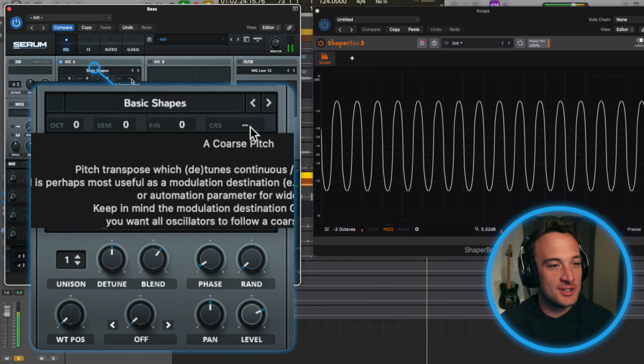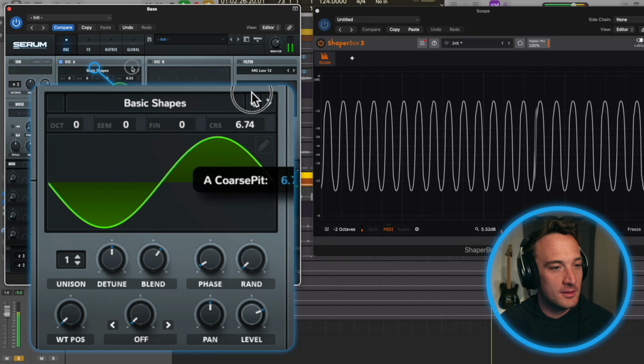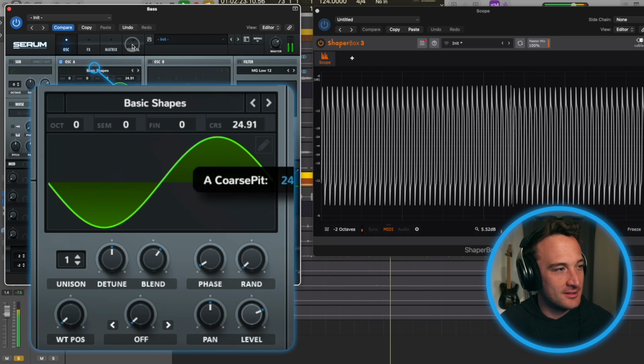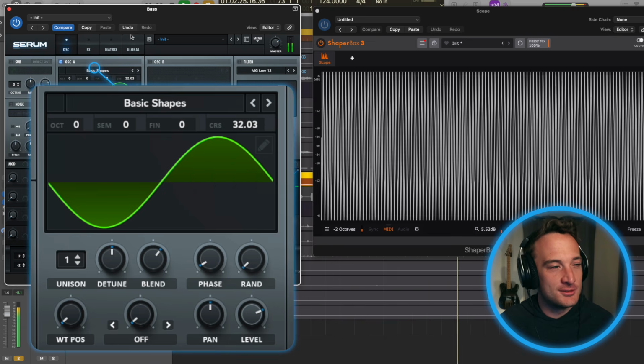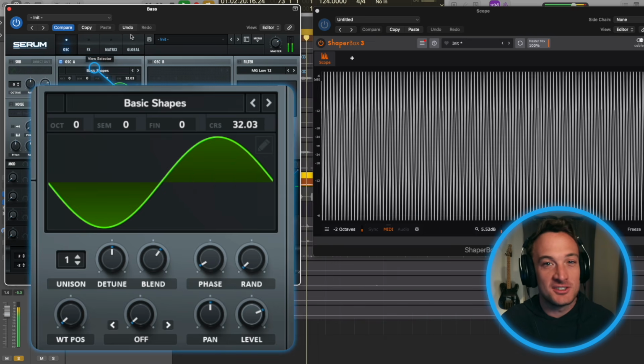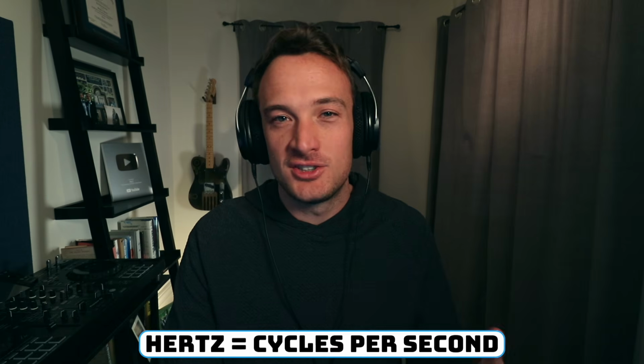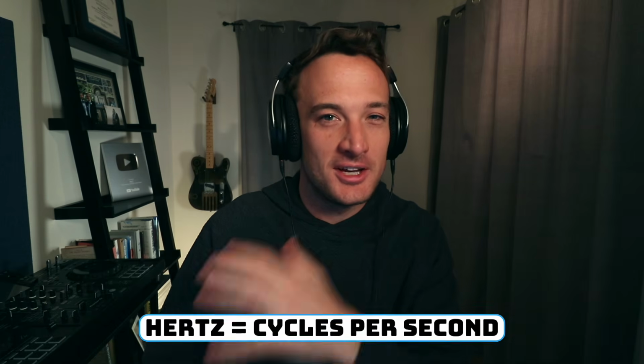Then as we increase the pitch, you can see the cycles per second is increasing. And that's what gives you a higher pitch. And high-pitched sounds can have hundreds or thousands of cycles per second. That's what the measurement hertz is. Hertz means cycles per second.